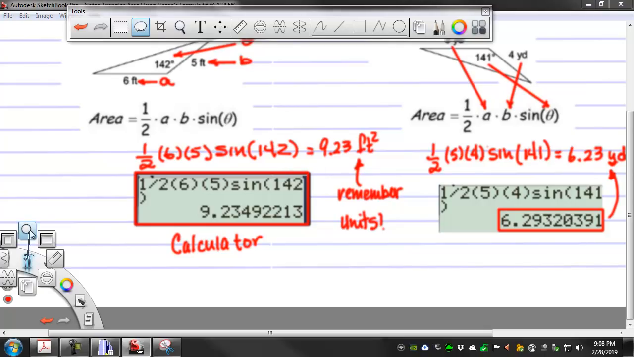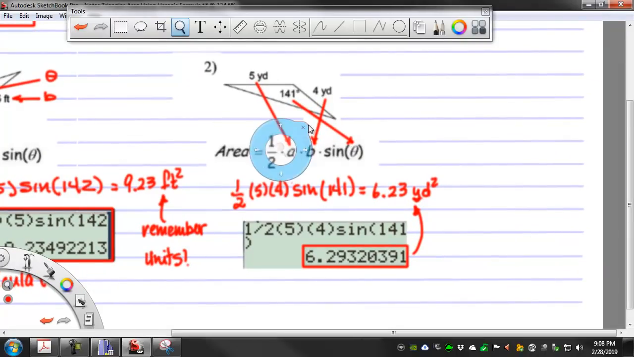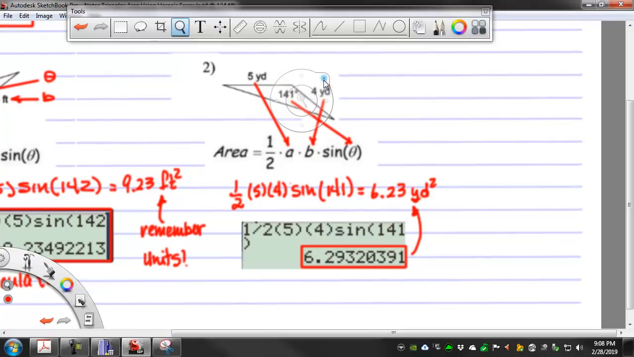So these next problems aren't as hard as the Heron's theorem. For the other triangle, I have 5, 141, and 4. 141 is the angle. 141 goes in for the theta. 4 goes in for the one side, and 5 goes in for the other side. So 1/2 times 5 times 4 times the sine of 141. That gives me 6.23. So that's the area inside of this triangle.